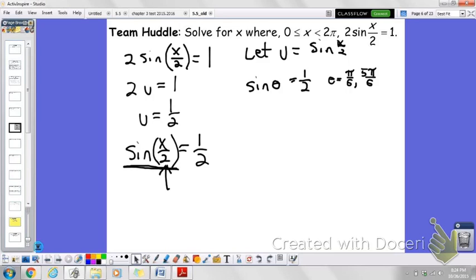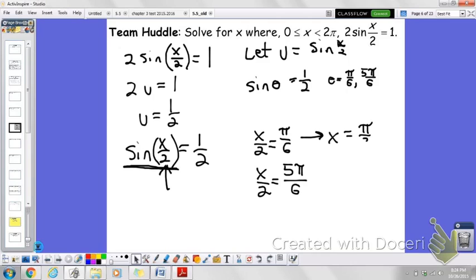So what we're going to do is set x over 2 equal to pi over 6 and x over 2 equal to 5 pi over 6. And then we'll solve both of these for x. The first one is multiply by 2 on both sides. You will get x is equal to pi over 3. Bottom one, again, multiply by 2 on both sides, and you'll get x is equal to 5 pi over 3. So our final solutions are x equals pi over 3 and x is equal to 5 pi over 3.